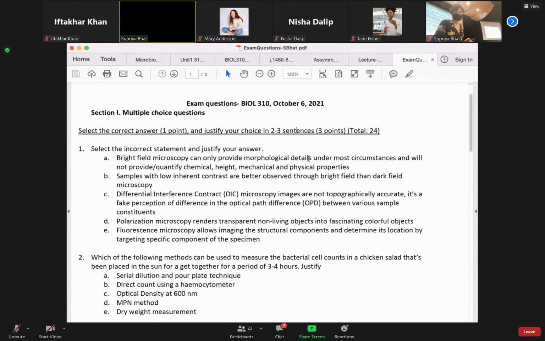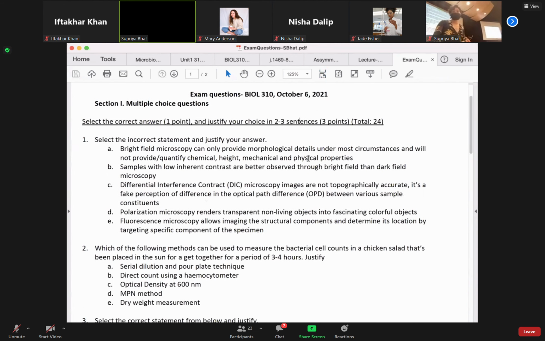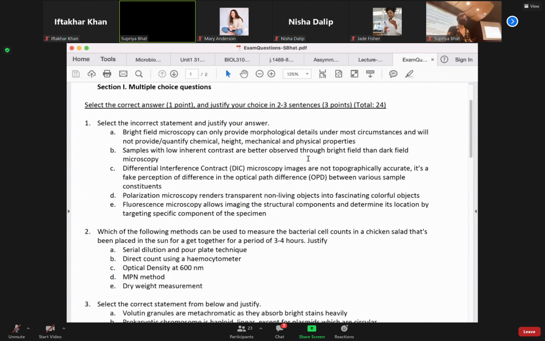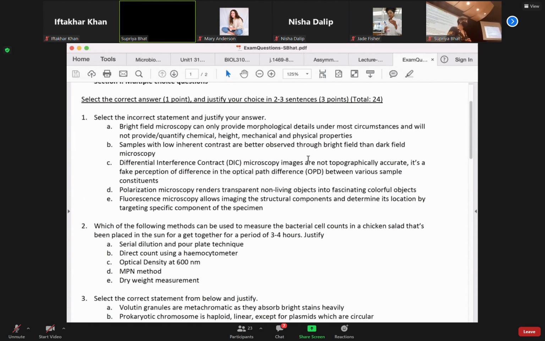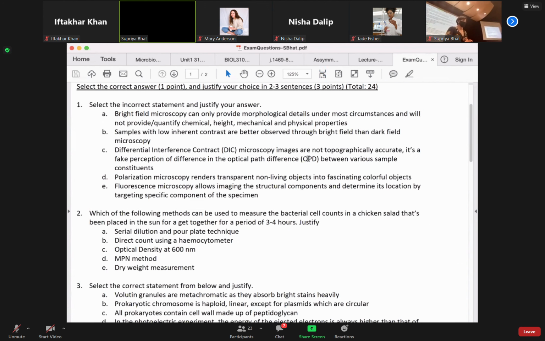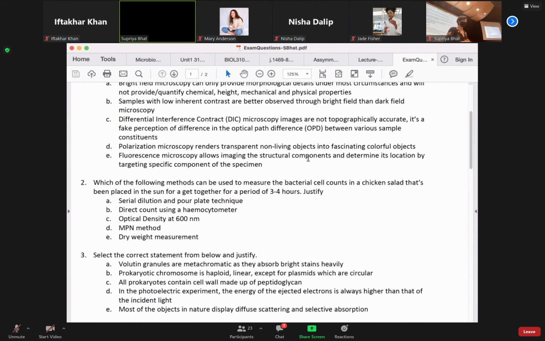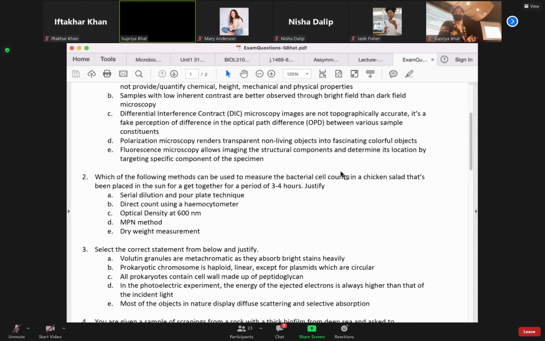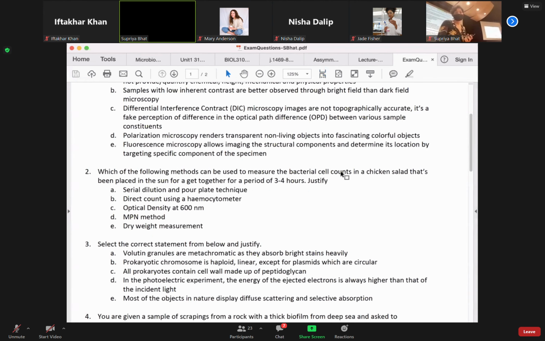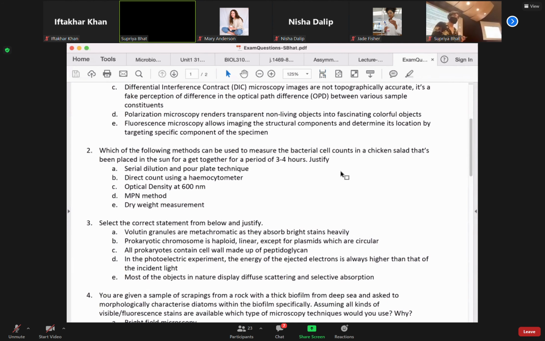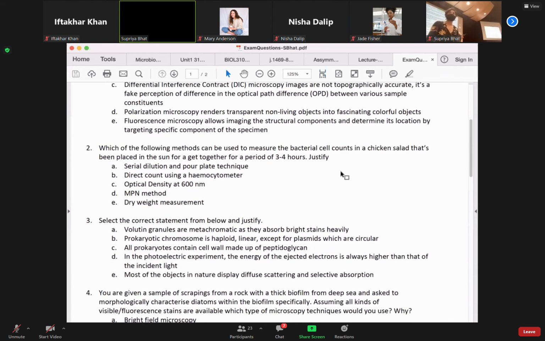That's also a correct statement. And polarization microscopy renders transparent objects into fascinating, colorful objects because it's mostly used to observe crystals and geological samples, like stones and things like that. Bacteria are not usually observed this way, and depending on which direction the light enters, it makes it look colorful. That's a normal observation with polarization microscopy. And fluorescence microscopy allows imaging structural components and determination when you tag it with a specific fluorescent tag.